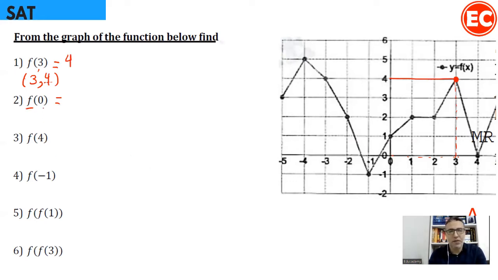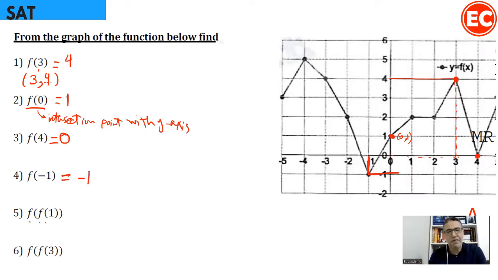Again, what is f of 0? F of 0 means the intercept, the intersection point with the y-axis. The intersection point with the y-axis is 1, because the point is (0, 1). What about f of 4? F of 4, as we can see, intersects the x-axis, so it's equal to 0. F of negative 1, as we can see here, is negative 1.